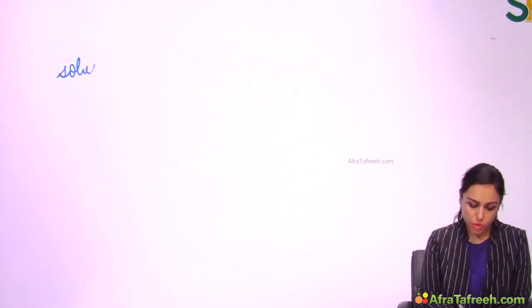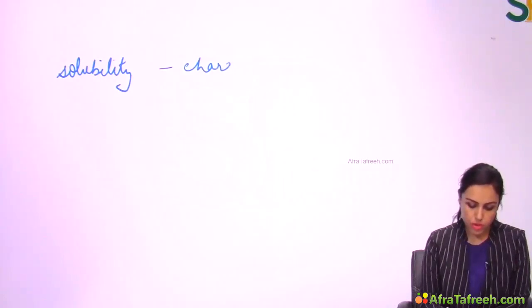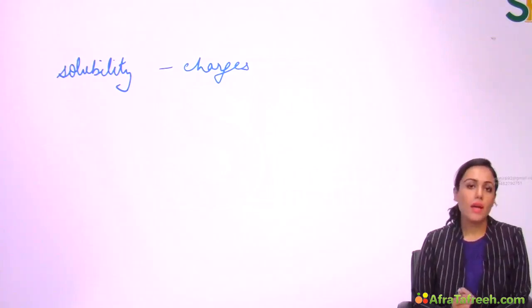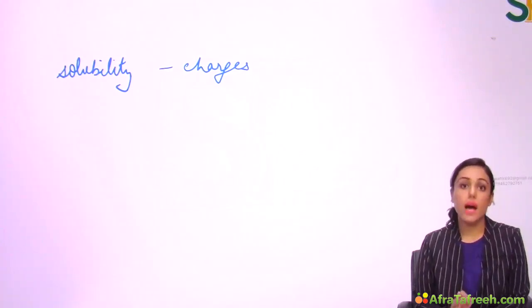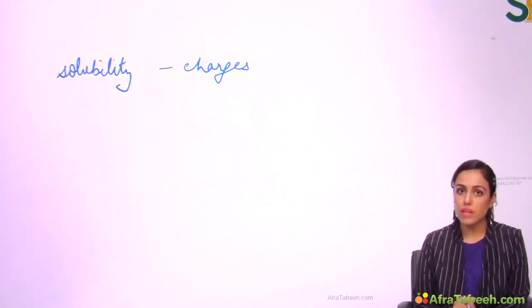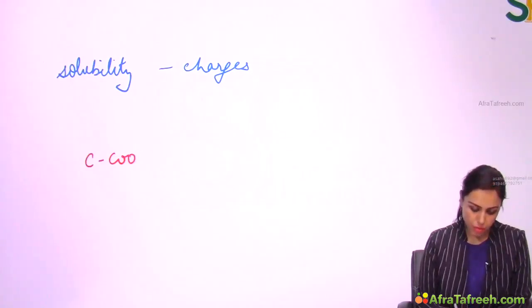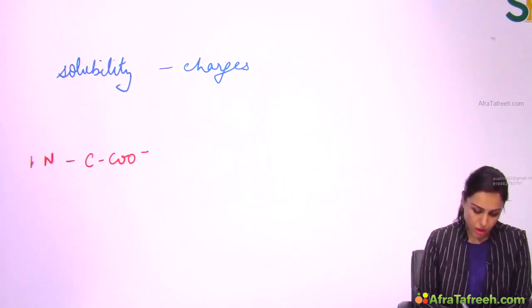Now, solubility is because of charges. Any compound soluble in water, that solubility is because of charges. Now let's see in case of amino acids. Anything in body is ionized. Even amino acid gets ionized to give negative charge on carboxy group and positive charge on amino group. So the structure becomes like this. Carboxy is negative, amino is positive.